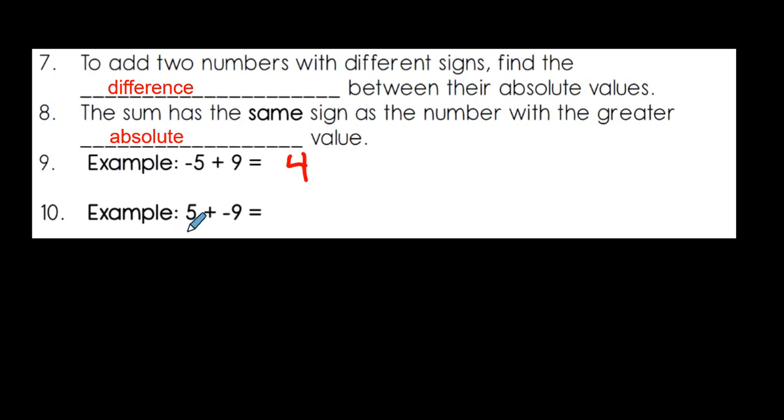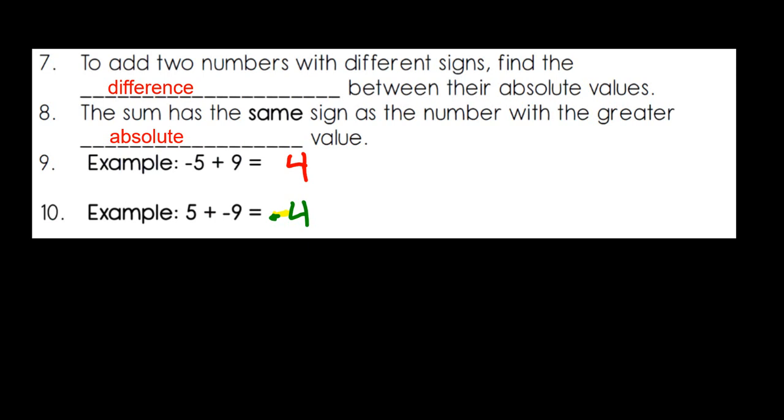As opposed to 5 plus negative 9, where the negative number has the greater absolute value. So our answer is going to be negative, so let me just write down the negative right here. Negative right here, and then we again are going to find the difference. 9 minus 5 is still 4, so our answer is negative 4.